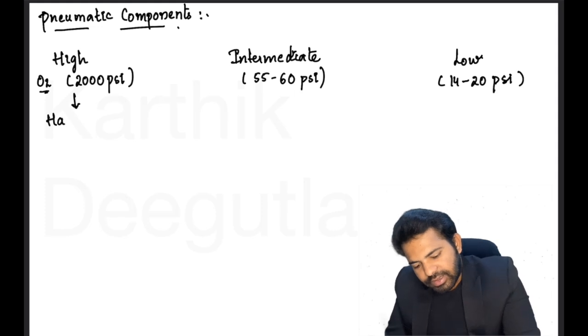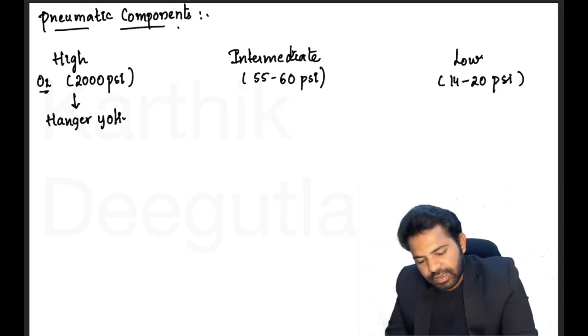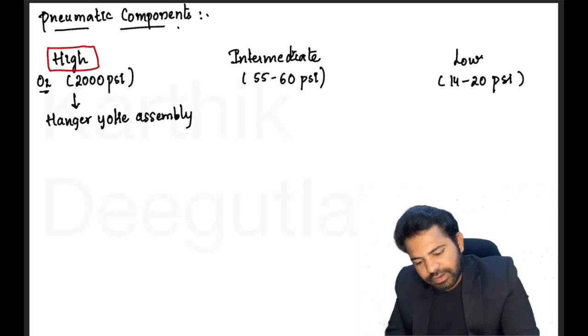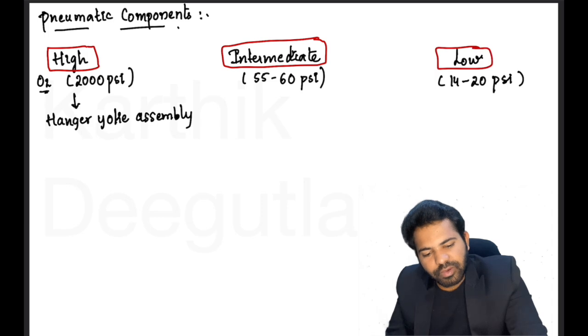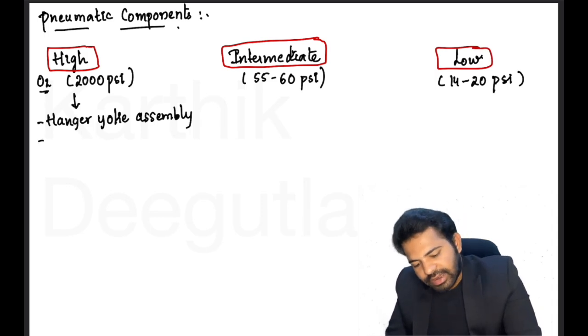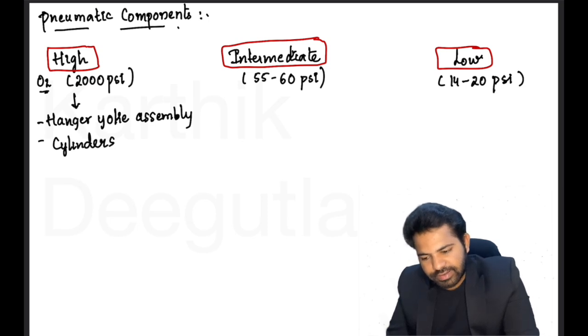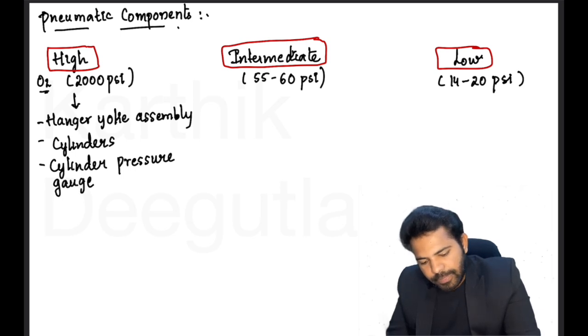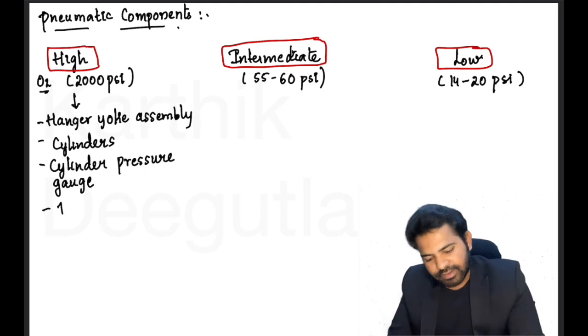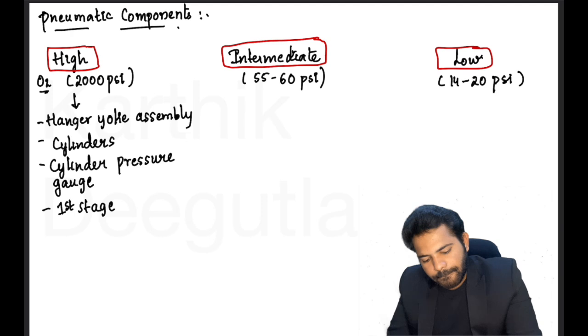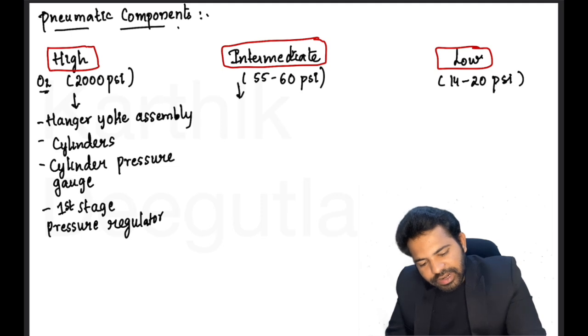This is very important. They are the hanger yoke assembly, then comes the cylinders, then the cylinder pressure gauge, then the first stage pressure regulator. Is this clear?